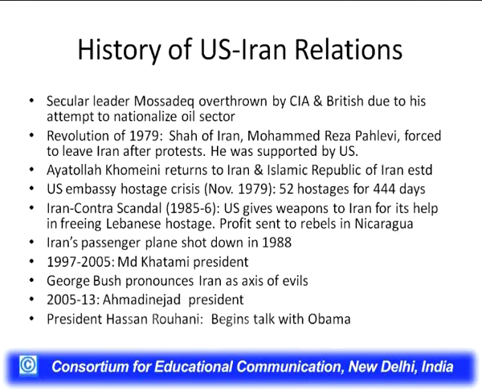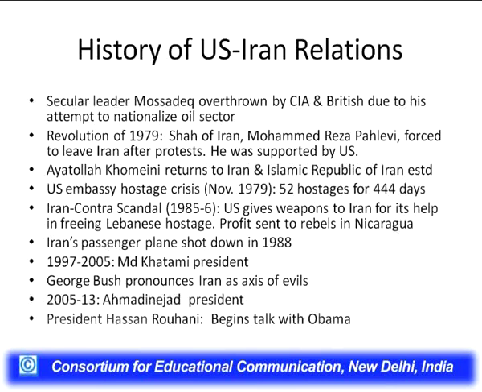We also now have the evidence of the Iran-Contra scandal, where the US gave weapons to Iran for its help in freeing Lebanese hostages, and finally the profit went to the rebels in Nicaragua. And this exposed the hypocrisy of the United States, the way it was supporting regime change in various places, and the way it was also negotiating with Iran, which was otherwise a kind of untouchable state for the United States.